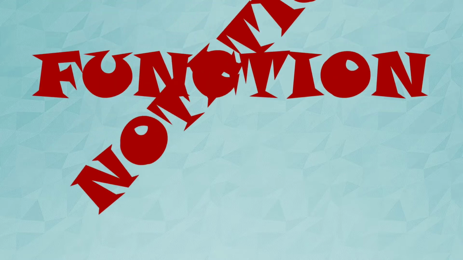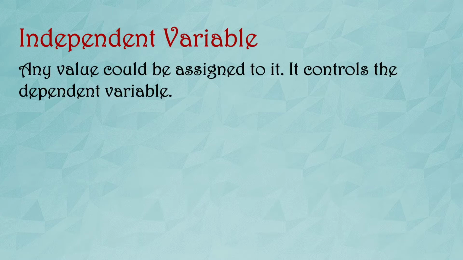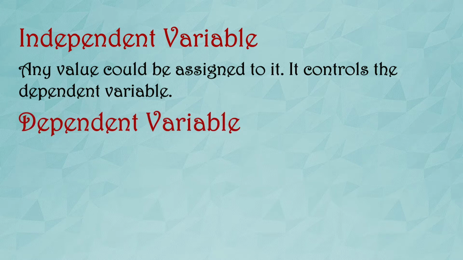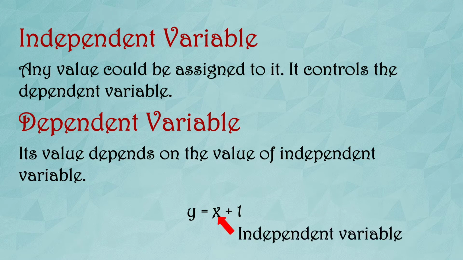So this time, we will be talking about function notation. But before that, let me differentiate the dependent and independent variables. An independent variable is any value that could be assigned to it, so it controls the dependent variable. A dependent variable's value depends on the value of the independent variable. In our equation y equals x plus 1, x is our independent variable and y is our dependent variable. Why am I showing this? Because later, you will see the difference between the two.